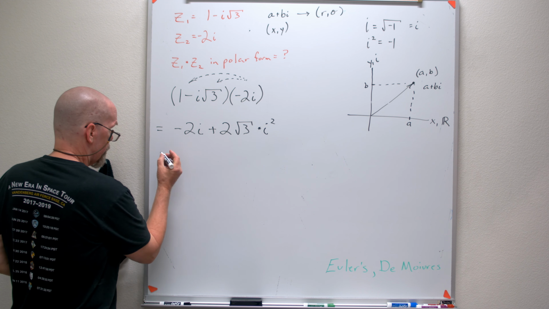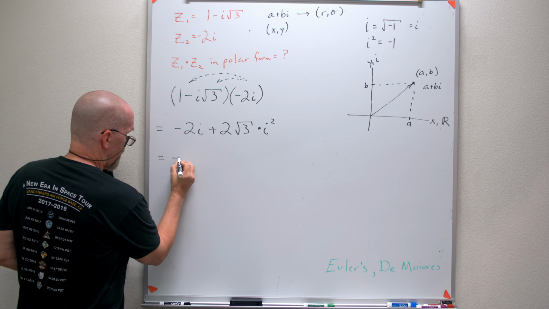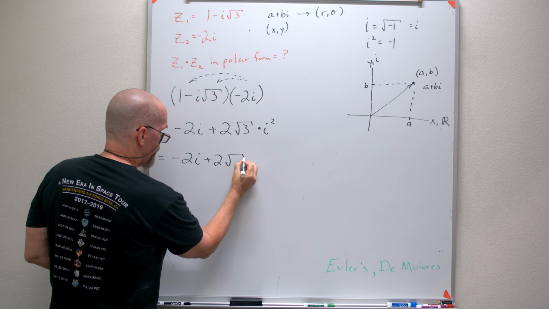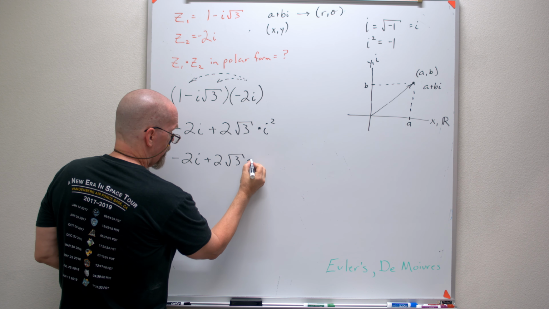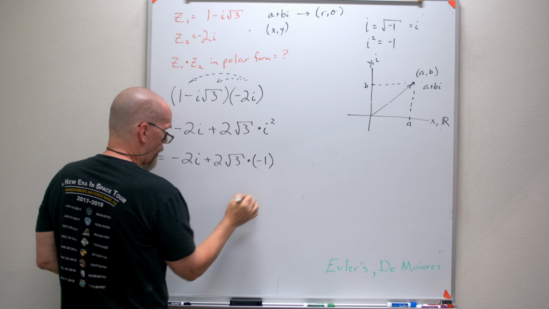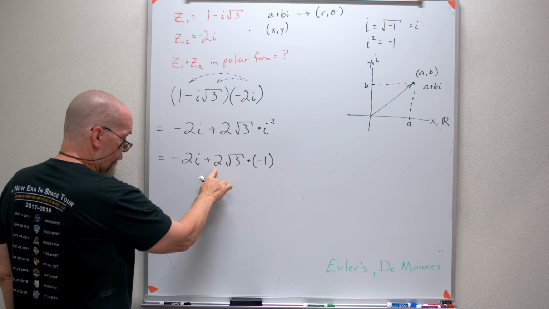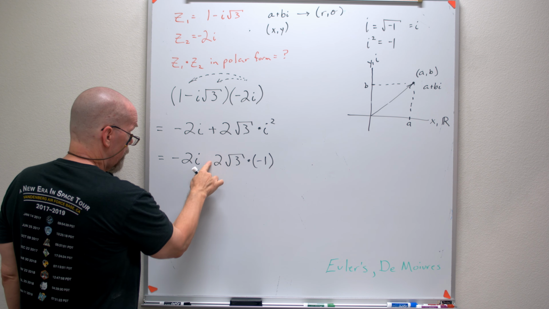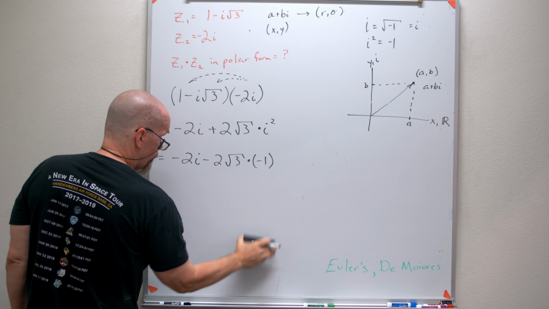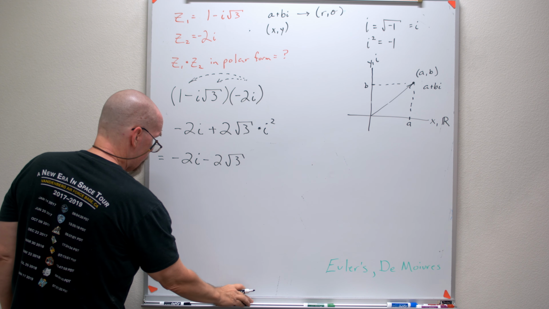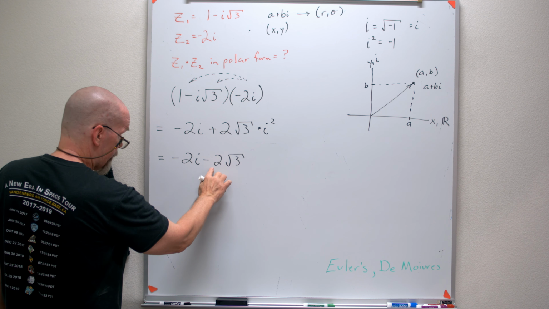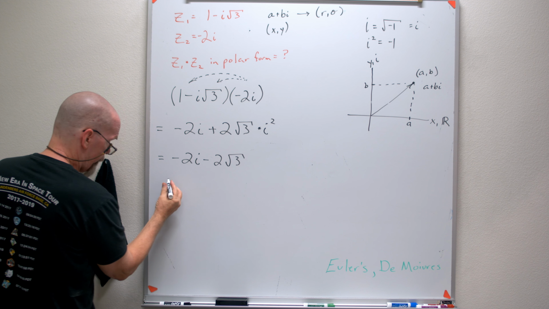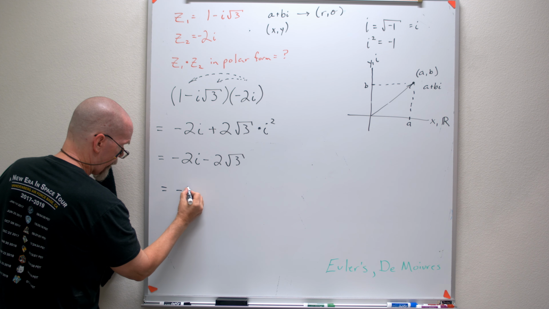So if we do that, negative 2I plus 2 rad 3 multiplied by negative 1, that negative on this positive 2 makes it a negative 2, so I can just change this sign right here to a negative. Get rid of this, and it's condensed a little bit more. This is now our A in the A plus BI form. It's now the negative of 2 rad 3.